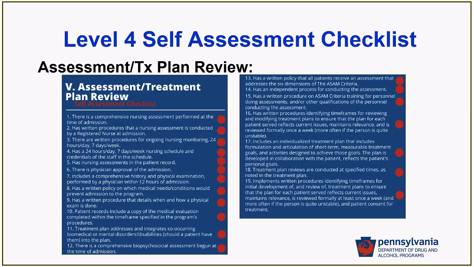In highlighting the assessment treatment plan review checklist, once again, you'll notice there are several items that require the development of policy and procedure to formalize what your agency does in everyday practice to align with the ASAM criteria. Many of these 19 elements are likely already occurring in your facility, so I'll highlight those areas that will most likely need some adaptations in order to align with the ASAM criteria.